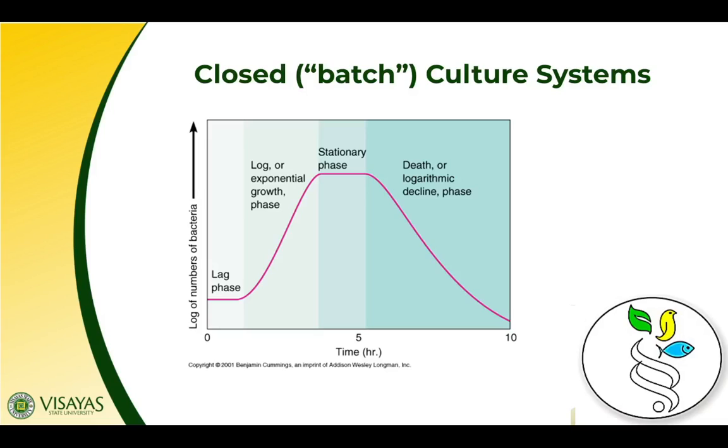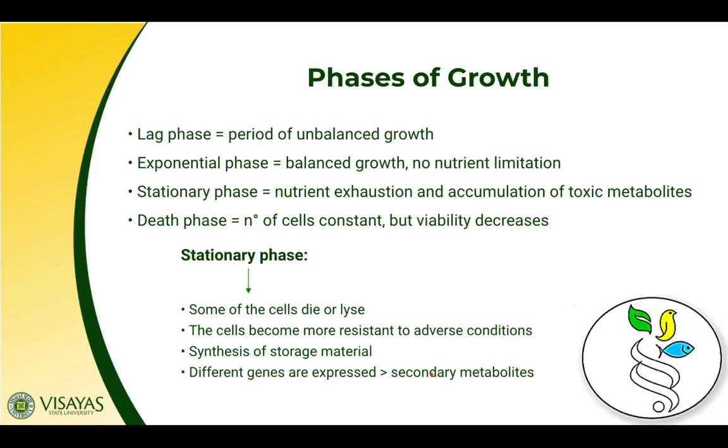Now, what happens during the stationary phase is that some of the cells will die or lyse. The cells become more resistant to adverse conditions. This is also the time when the cells synthesize their storage material, and different genes are expressed, producing secondary metabolites needed for the survival of the organism.